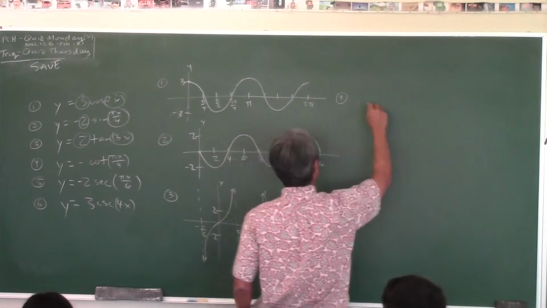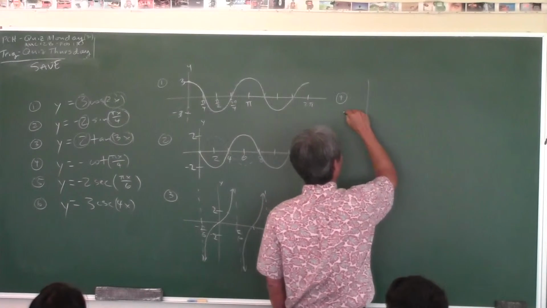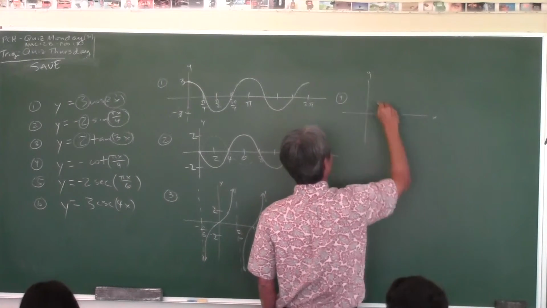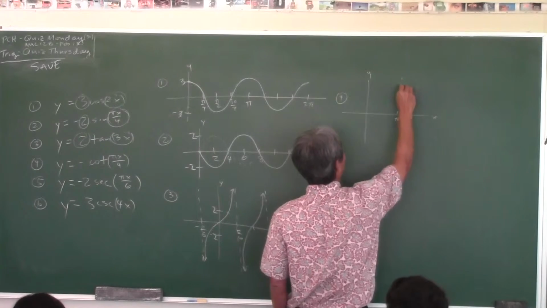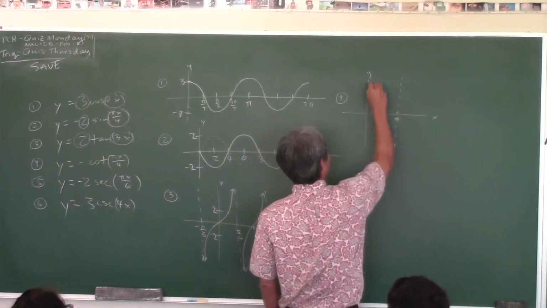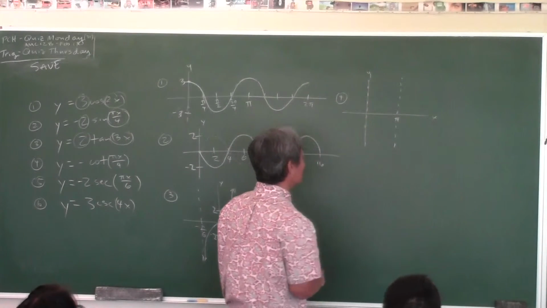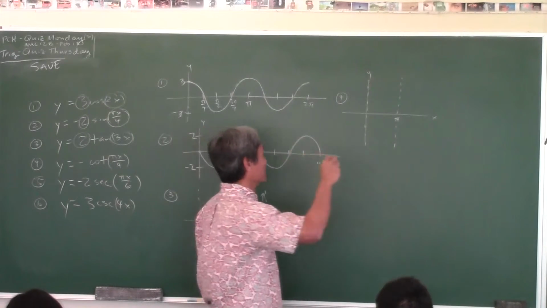Okay, number 4. This is a cotangent graph. So you need to remember one period. Now the one I like to do is right here, pi. And so here are the two asymptotes, and then does cotangent go up or does it come down?